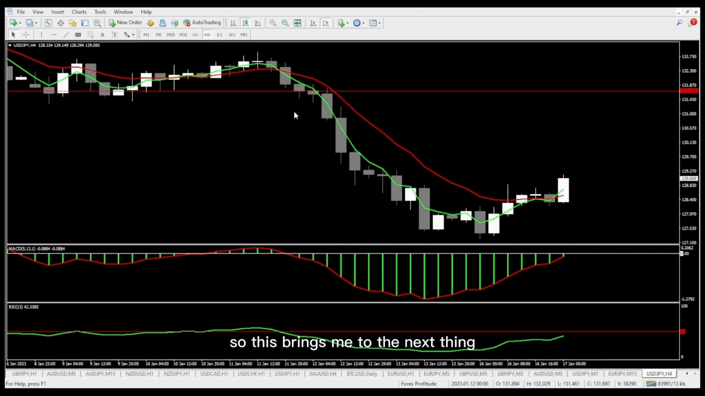So this brings me to the next thing. Where is the stop loss going to be? Now remember, this candle is closed. This candle has just opened.